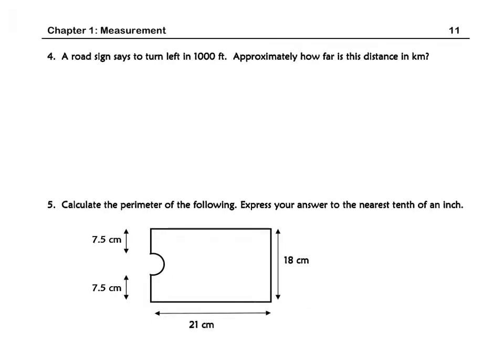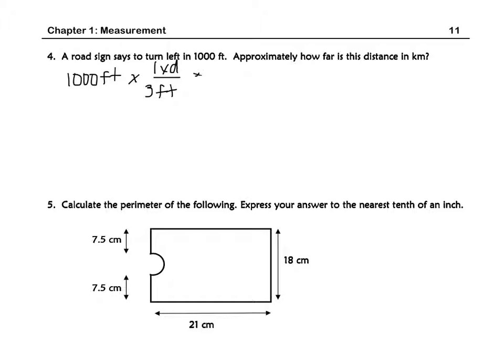All right, next example. A road sign says to turn left in 1,000 feet. How far is this distance approximately in kilometers? So 1,000 feet. We have a connection in our chart from imperial to metric of 1 mile relates to kilometers, but we don't have feet. So I would change the feet to miles first. So I would know that in 1 foot, we can convert it to yards. We know that a foot and a yard, 1 yard is the same as 3 feet. So we could take that 1,000 and divide it by 3.